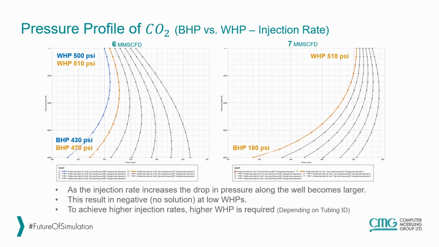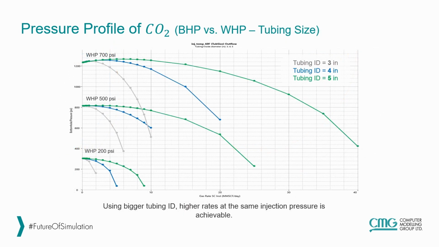So for some injection pressures, this results in negative bottom hole pressure or no solution at the bottom hole pressure. So to achieve higher injection rates, we need higher injection pressures. And this requires a suitable tubing inside diameter. So how much bigger tubing sizes are going to help us in terms of achieving higher injection rates?